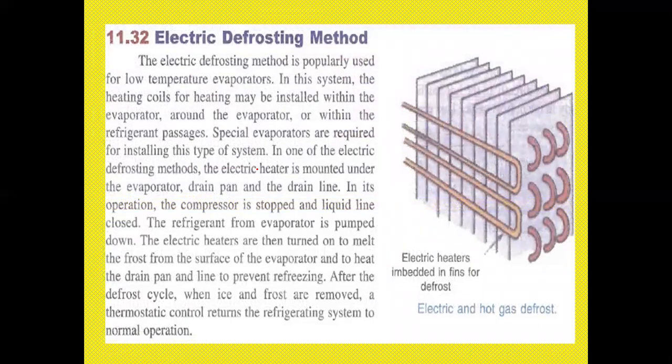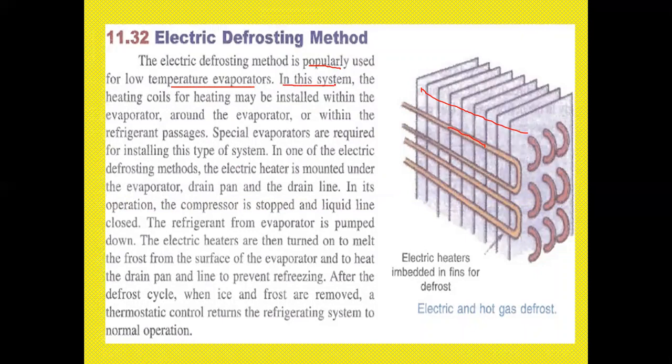Now we'll see one of the cases, the electric defrosting method, and how it is done. See here, the electric heaters embedded in fins for defrosting. So electric heaters are embedded like fins and used for the defrosting process. The electric defrosting method is properly used for low temperature evaporators. These are generally used for low temperature evaporators.